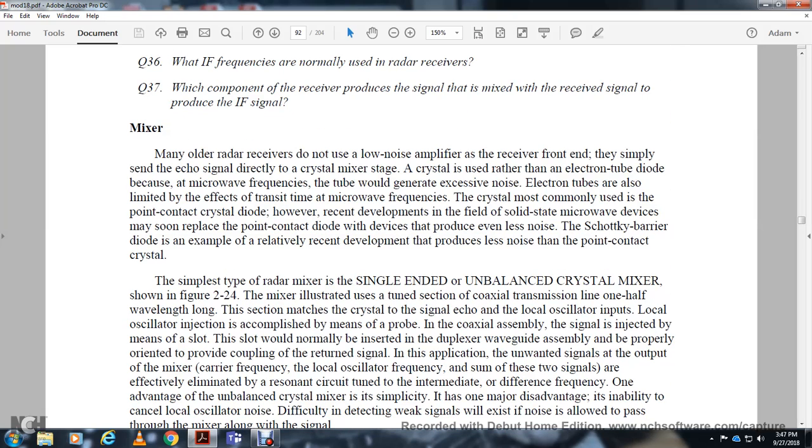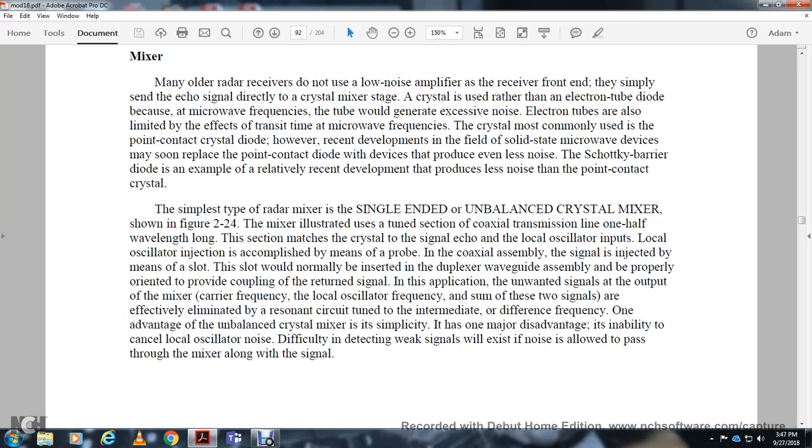Many older receivers do not use a low noise amplifier; the front of the receiver is simplified by sending the echo signal directly to the crystal mixer. A crystal is used rather than an electron tube at microwave frequencies, because the electron tube would generate excessive noise that would limit the effective range. The most common microwave crystal is the point contact crystal diode. However, recent developments in solid state microwave devices may replace the point contact diode with devices that produce even less noise, such as the Schottky barrier diode, which is relatively recently developed to produce less noise than the point contact crystal.